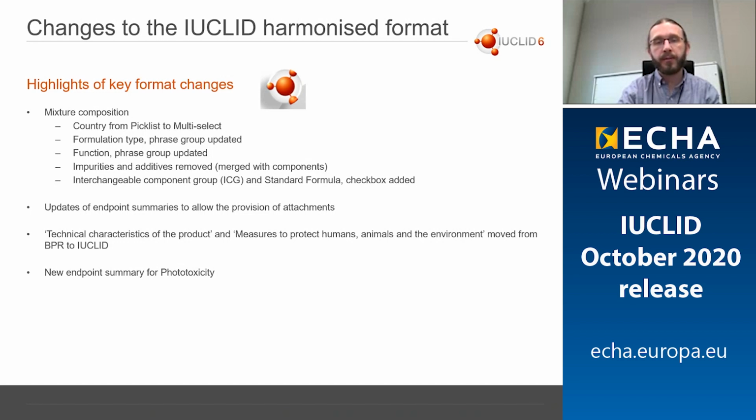Now multiple countries can be selected at the same time, and we have updated the type of formulation and the function in this document. You will notice as well that impurities and additives have been removed and merged into a single repeatable field, which lists all the components of your mixture. Finally, on this mixture composition, we have also implemented the concept that are used for poison centers notification in EU, which are the interchangeable component group and the standard formula.